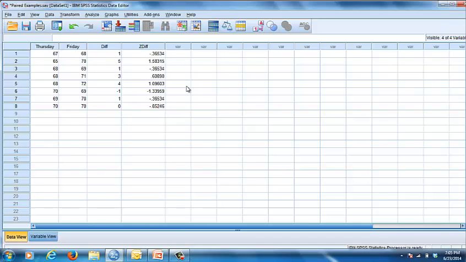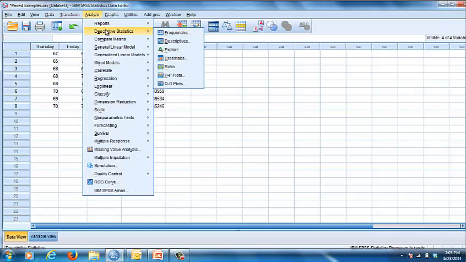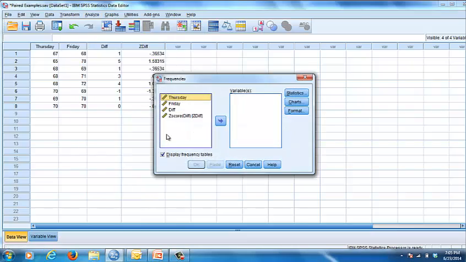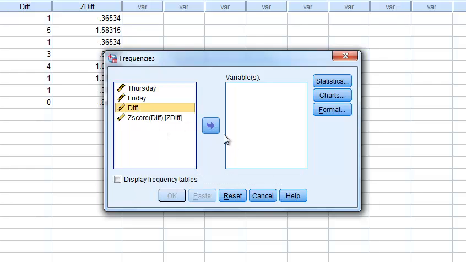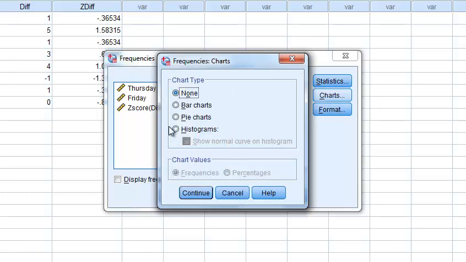The final assumption is that the difference is approximately normal. Okay? So there were a number of ways we looked at normal before. The easiest, okay, and the most low-tech way is to graph it. Right? So let's just graph it and see what it looks like. So if I did the frequency, and I'm not going to put the frequency table on, but I know I turned off everything, but I'm going to put diff on, and I'm going to grab my chart, and I'm going to grab the histogram, and show normal curve.